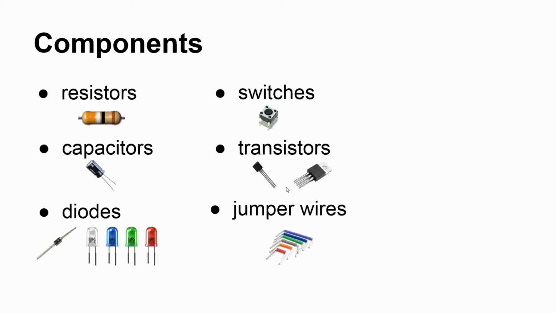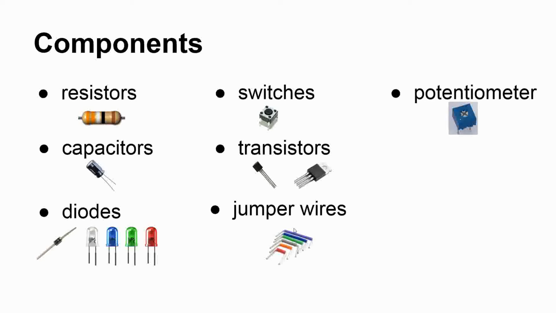Jumper wires. This is just basic, I believe 24 gauge wire, that we'll use to make connections on our breadboard, and even between the breadboard and the Arduino board.